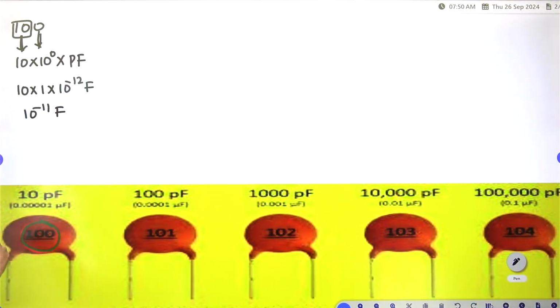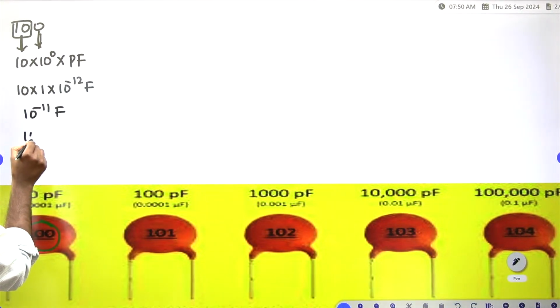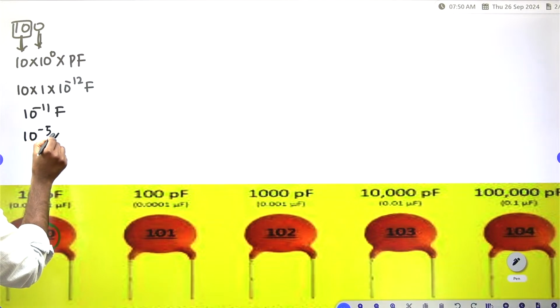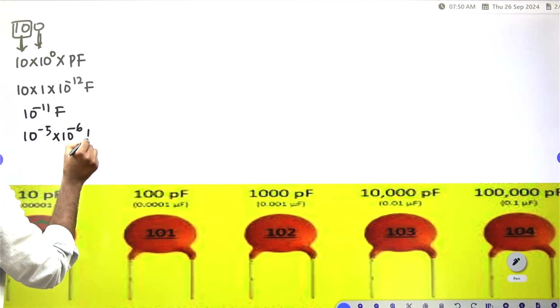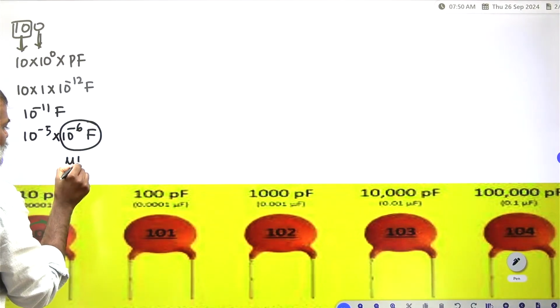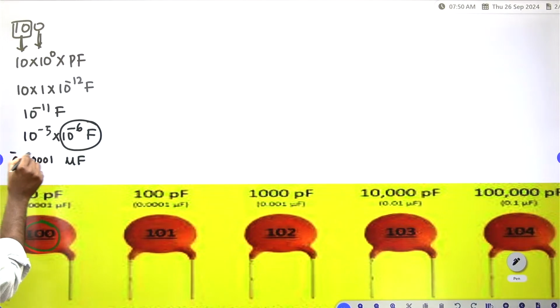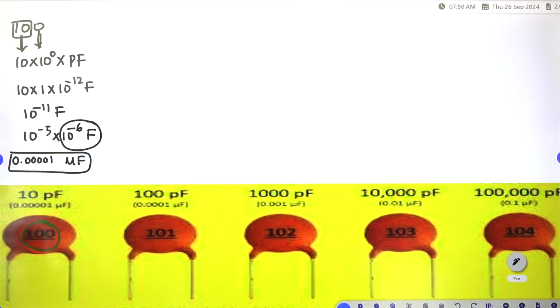In terms of micro, how am I converting? 10 to the power of minus 5 into 10 to the power of minus 6 farad, so 10 to the power of minus 6 farad is microfarad. 10 to the power of minus 5 is 0.00001, with 4 zeros. This is 0.00001 microfarad, or we can represent it as 10 picofarad, if it is 100.